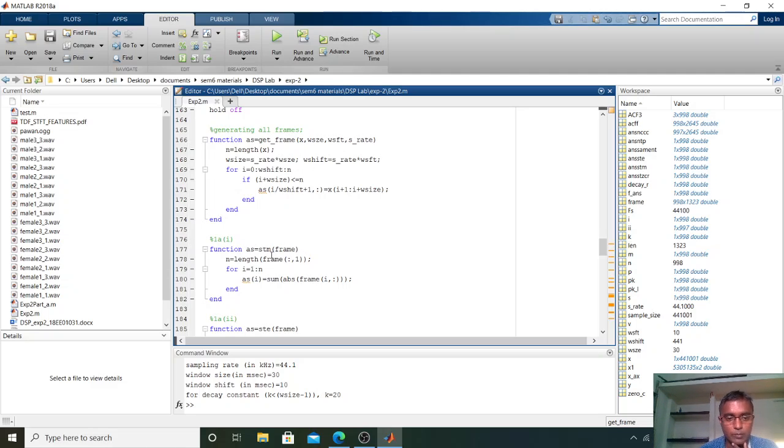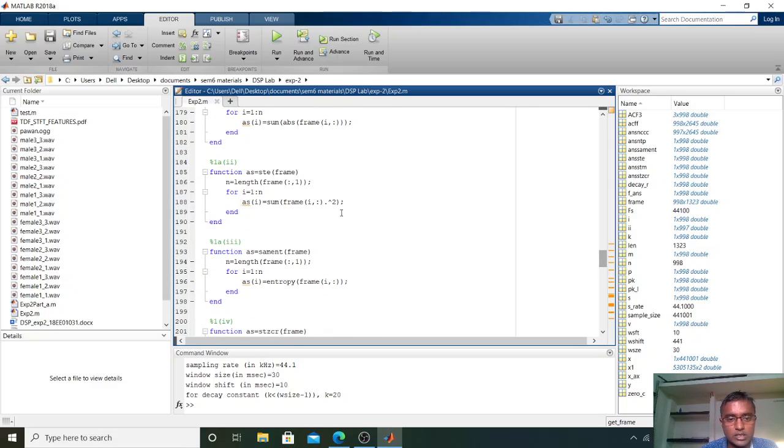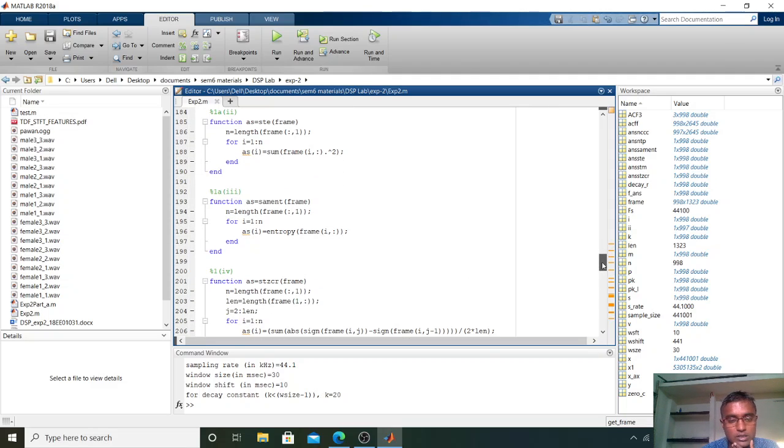Then go to short term magnitude. Here I am sending all the frames, and for the first frame I am calculating the sum of absolute values and returning it in the first element, then similarly for the second and third. Then short term energy is the same thing, just here I am squaring and then adding, similar to the previous case. Then sample entropy. Here I am extracting the first frame, meaning all the elements of a particular frame, and then calling entropy on that, which provides the sample entropy of that frame. Here I am returning it in the output.